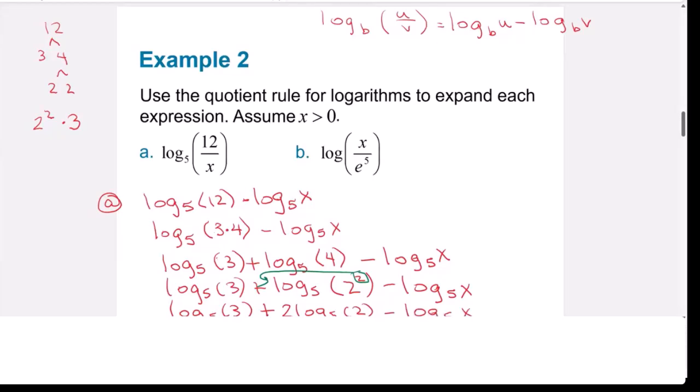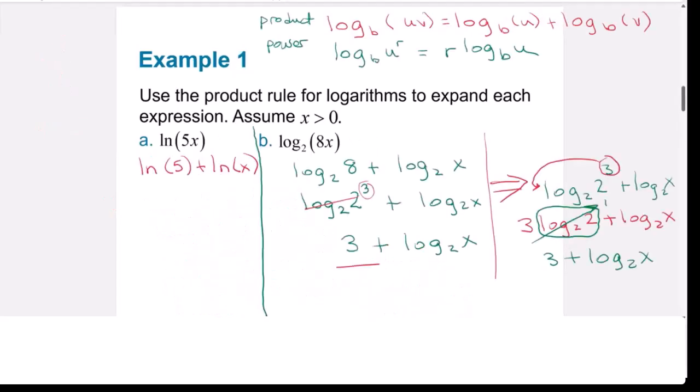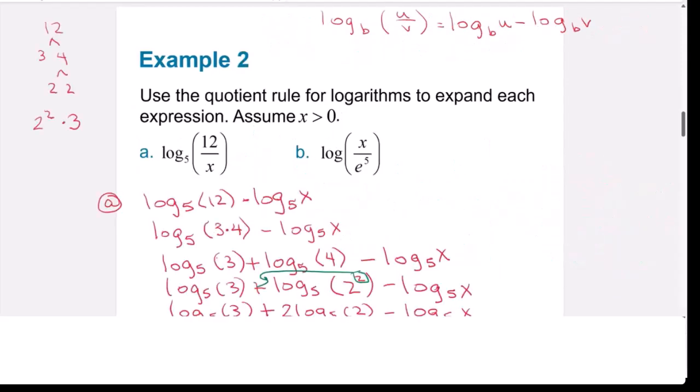Would I do this? Probably not, because it's not all that helpful. I didn't get rid of any logs like I did in the previous example. In the previous example, I completely got rid of one of the logs and made it a 3. Here, I'm really not getting rid of any logs. Now, if that was a base 2, it would be very helpful.